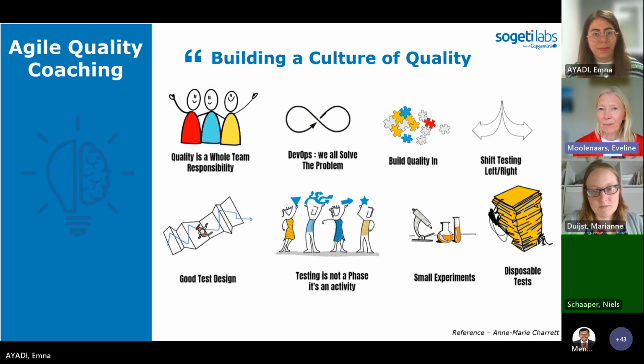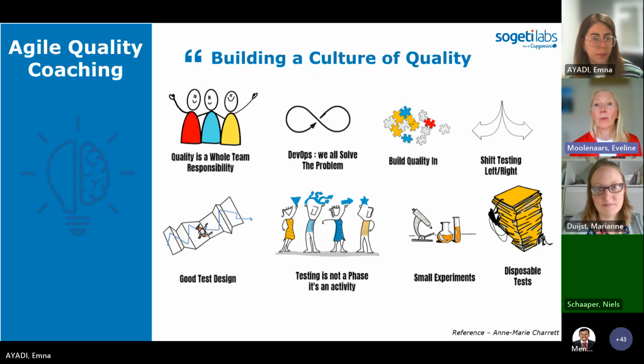Build quality in. Quality can be really practical. It's not something vague that you talk about like, oh, we need quality, it's very important, but okay, then what do we do? This really makes it practical, like ensemble testing or exploratory testing or good requirements and good refinement sessions, and the responsibility of the product owner, etc.